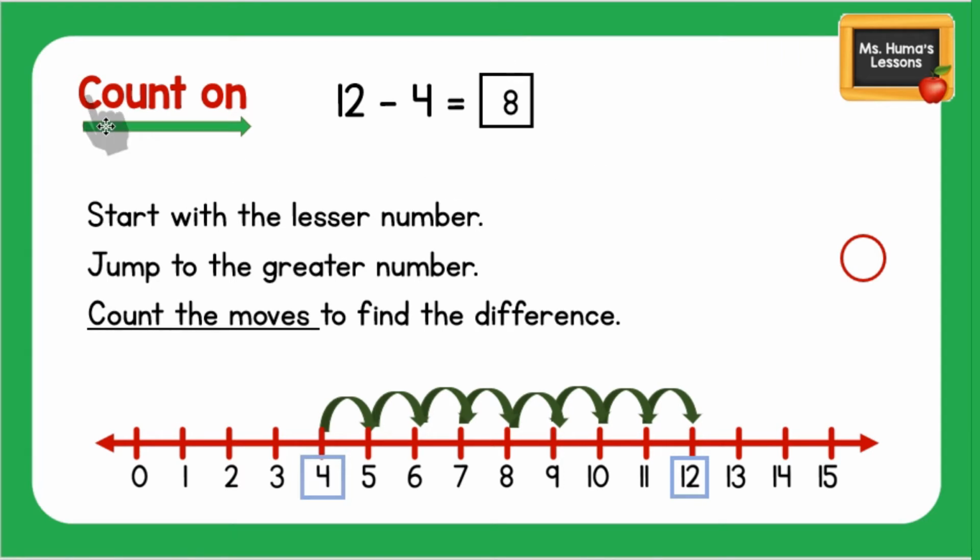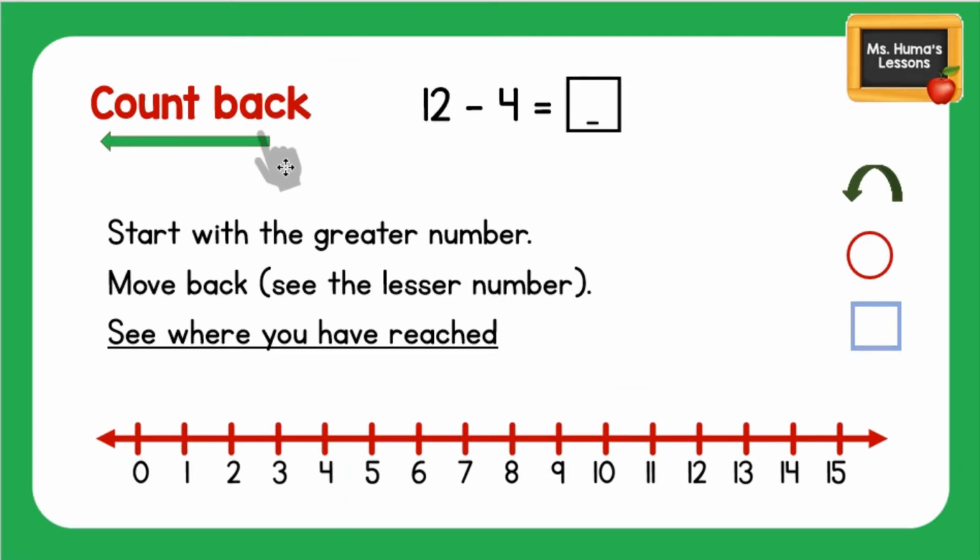See, again I'll revise that we are doing minus, but we are jumping in the forward direction. How do we do that? Because we are going to find the difference between the greater number and the lesser number. So what we are going to do, we are going to start with the lesser number, jump to the greater number, then we have to count the number of moves, and here we got the answer 8.